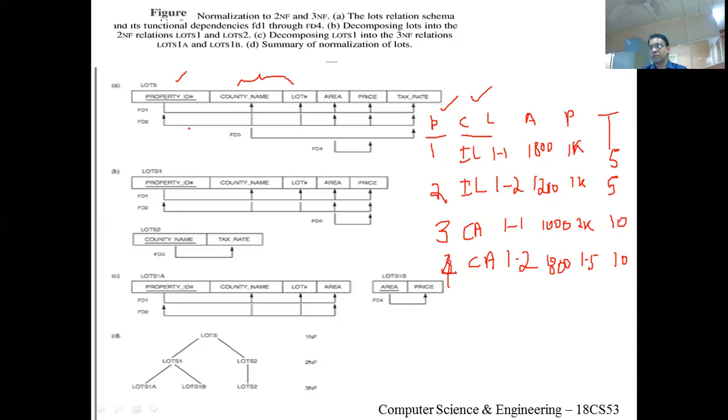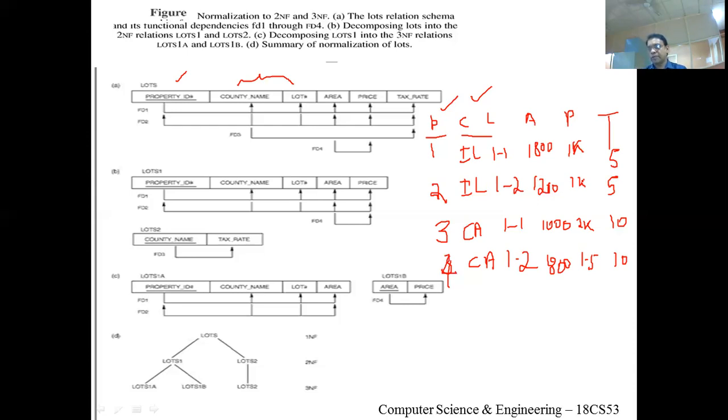County name and lot number determine property ID, area, price, and tax rate. FD3: if I know the county name, I can determine the tax rate. We all know that it's standard fixed. For Illinois, it is 5%, and for California, it is 10%. If I know the county name, I can determine the tax rate. And the price is totally dependent on how much area it is. It is 1800 square feet or 1200 square feet, and area determines price. So these are the four functional dependencies that exist.